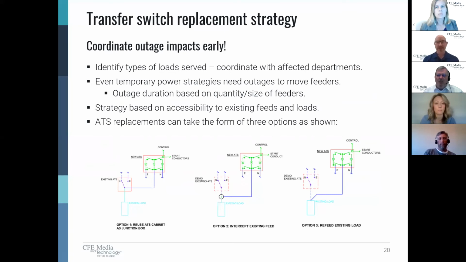Now, all of these require outages. And you can ask yourself, how long is it going to take? It might be 30 minutes. It might be 2 or 3 hours. It really depends on the number of feeds that have to be physically moved. And you could say, well, temporary power will solve that problem. But even that is a 10 to 20, maybe 30-minute outage to physically remove cables and land them someplace else. These are all conversations you have to have with the entire facility really early on.